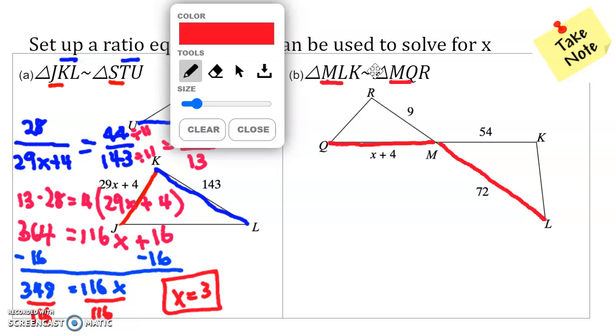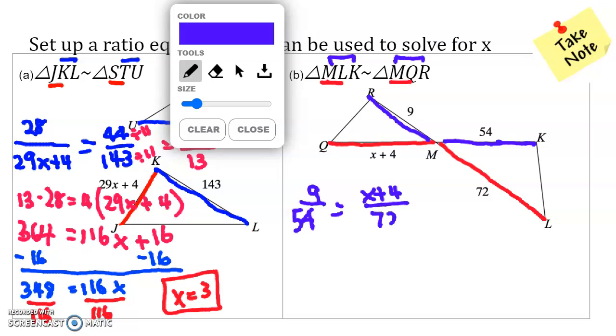And what do we know about RM? RM is here. RM is the first and the last. That means it corresponds to MK. So they match up. So then we set it up. Okay, so 9 divided by 54 is going to be the same as x plus 4 matches with 72. And then from here you're going to solve.